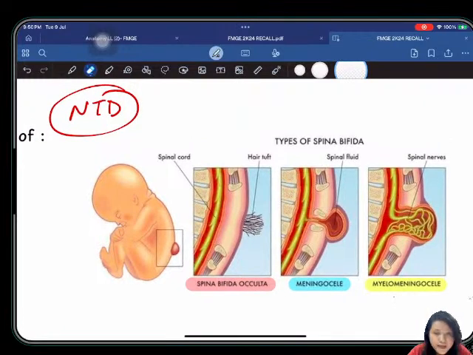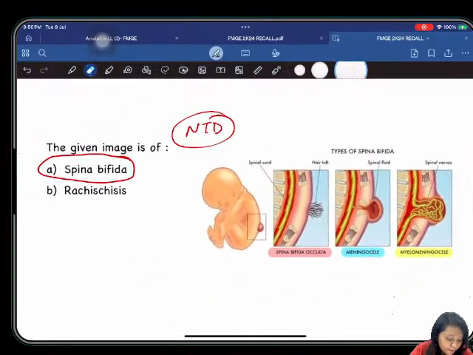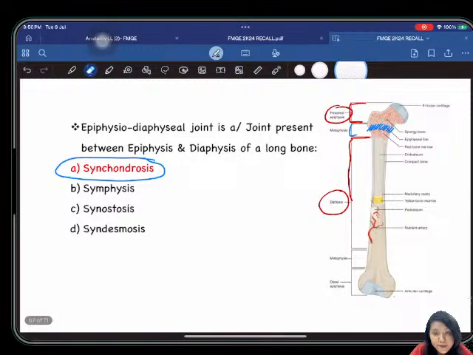Very important for the exam. Every time it is repeated. So neural tube defect is important for the December session. Joints, you might get any question. You might get on a synovial joint, you might get on long bones, any question you might get on joints.